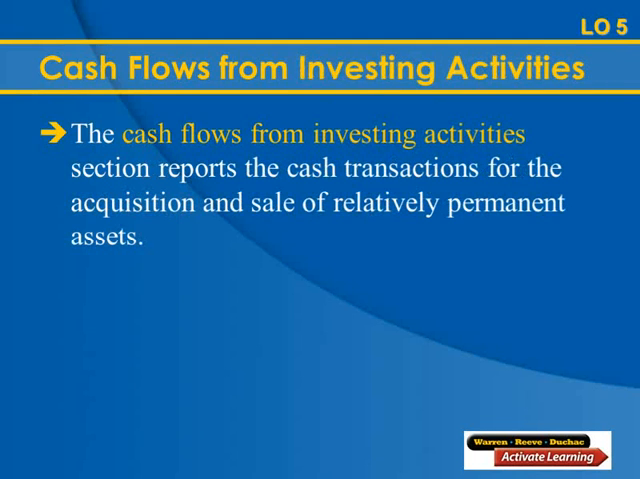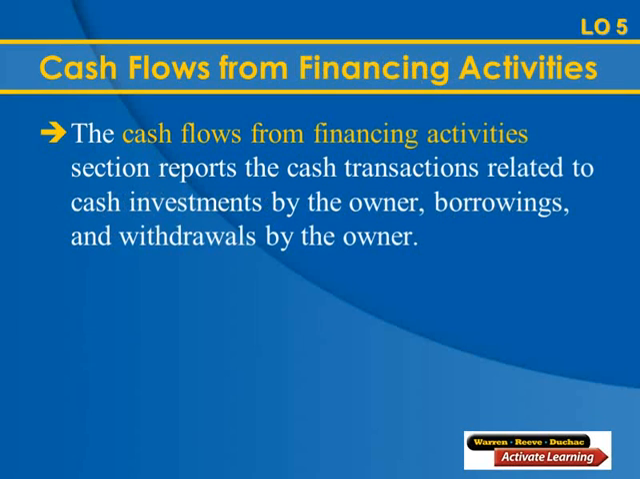The second section is called Cash Flows from Investing Activities. This section reports cash payments for the acquisition of relatively permanent assets. It also reports the cash receipts from the sales of those assets. The third section is called Cash Flows from Financing Activities. This section summarizes cash received and dispersed through owner's equity transactions and through long-term borrowing activities.